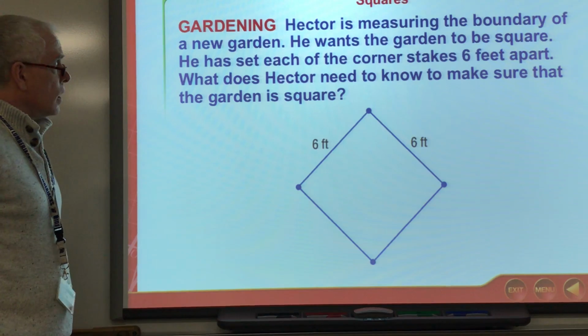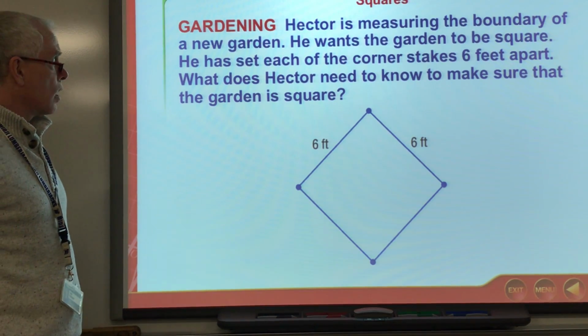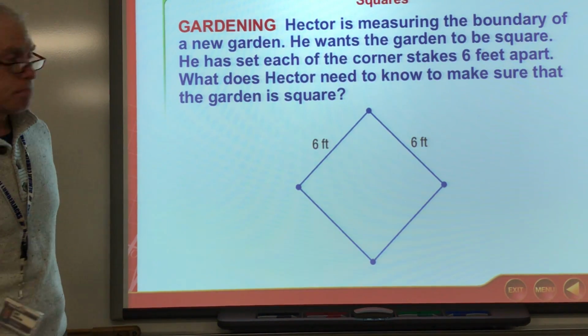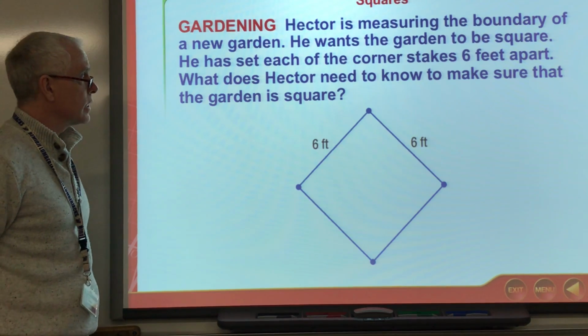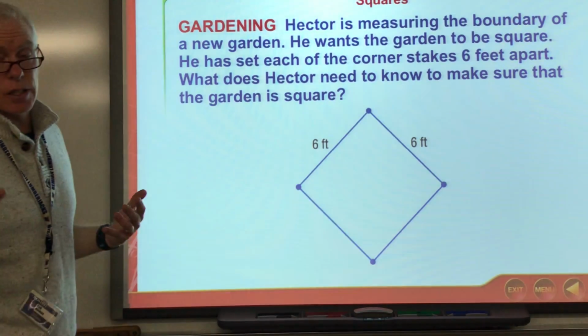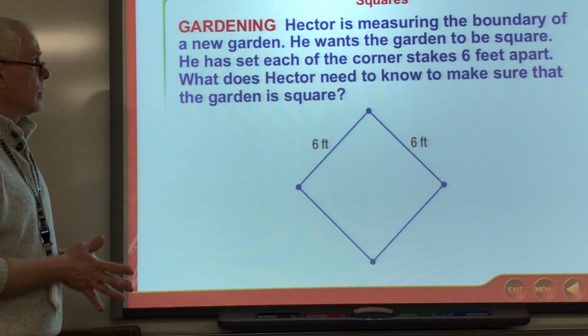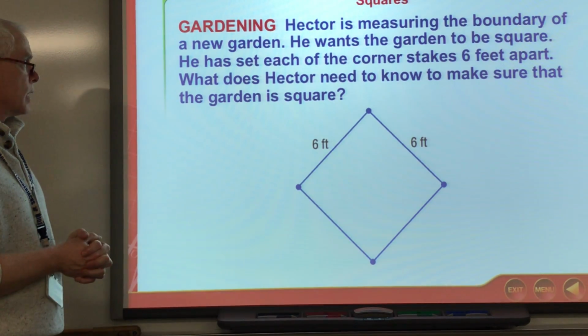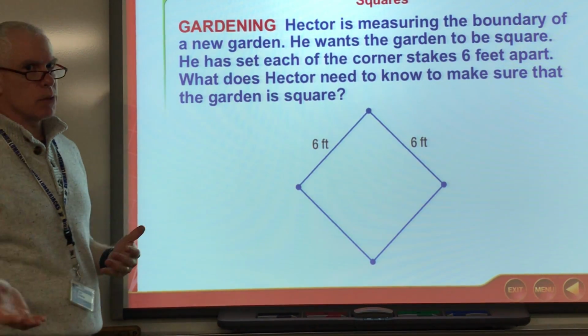Okay? Hector is measuring the boundary of a new garden. He wants the garden to be a square. He has set each of the corner stakes 6 feet apart. Okay, so if he's made sure that all of the sides are 6, he's guaranteed that it's a rhombus. What does Hector need to know to make sure that it's a square? Well, he has to also show that it's a rectangle.